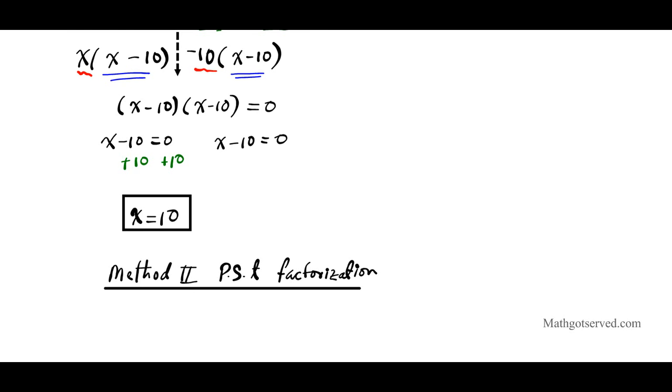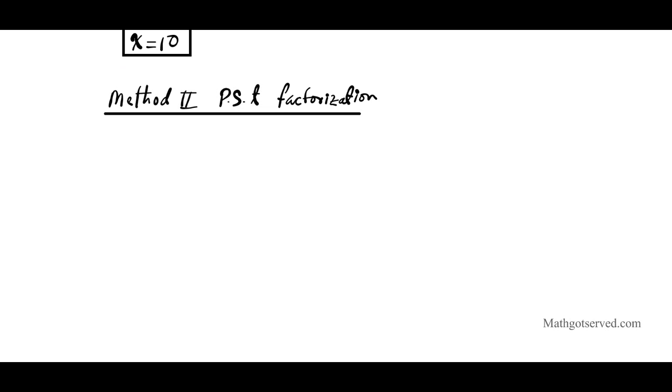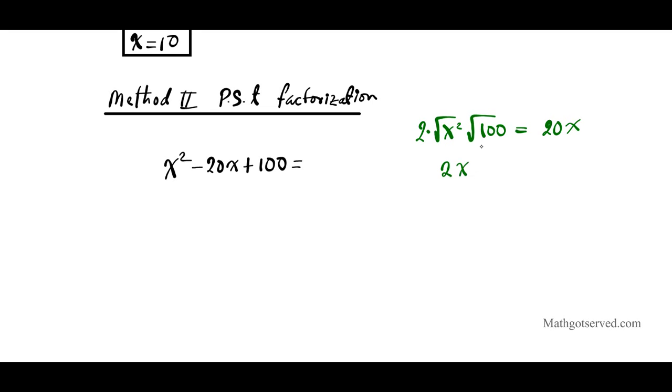standard form of the quadratic equation we had, which is x squared minus 20x plus 100. Now this method works only for perfect square trinomials. How do you know if this is a perfect square trinomial? The question is, if I double the square root of the first term and the last term, do I get the middle term, 20x? So this is 2 times x times the square root of 100, which is 10. And if you multiply these together, you have 20x equals 20x.